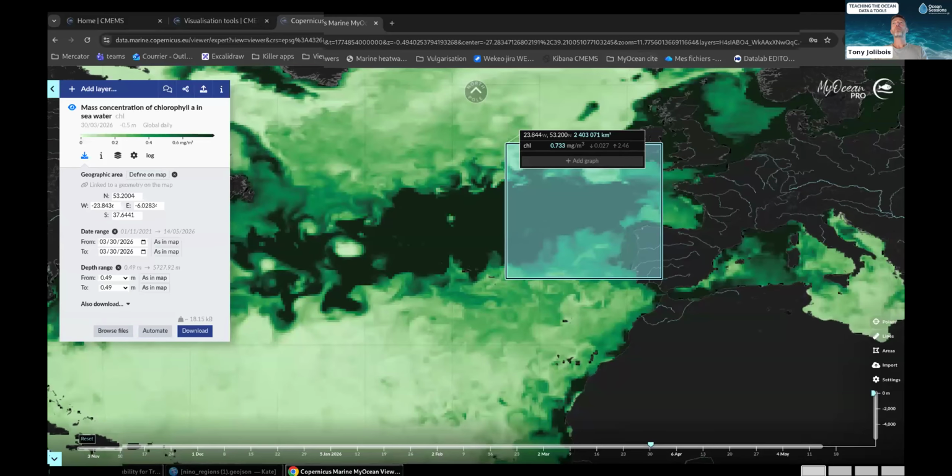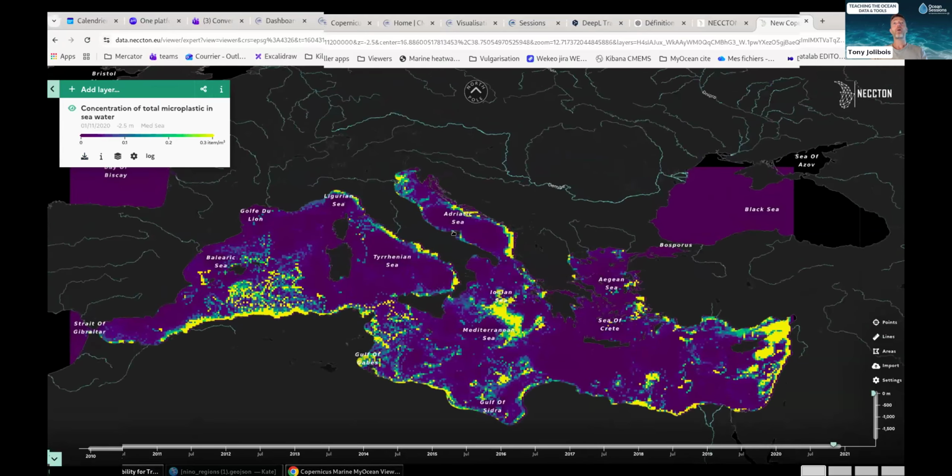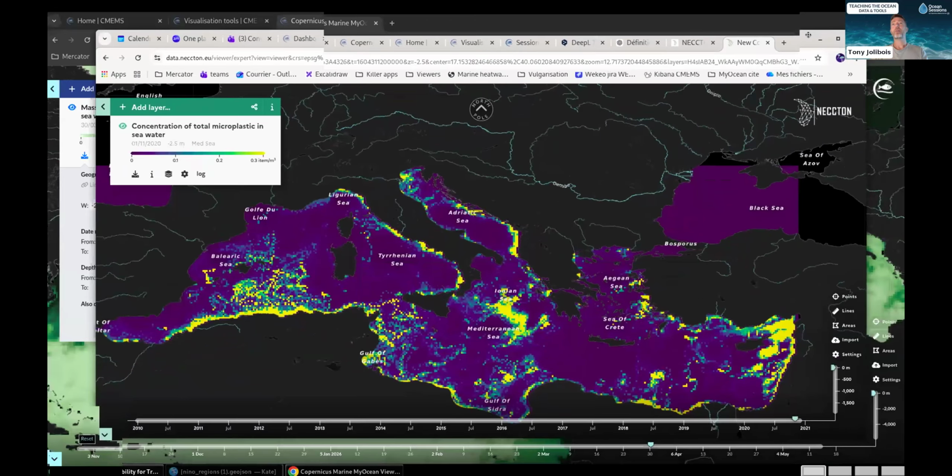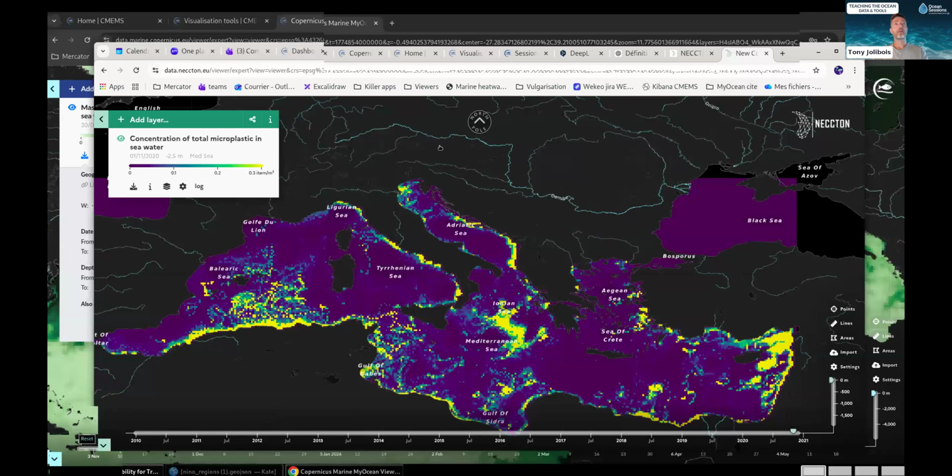So I wanted to show you also the monitoring of El Niño. And for that, oh yeah, there was a question on the concentration of microplastic in the Mediterranean Sea. For that, you can reach the Necton viewer. Necton is another project related to the Copernicus Marine service, and there is the same MyOcean Pro viewer, and you can browse the catalog of Necton to look at the microplastic in seawater.